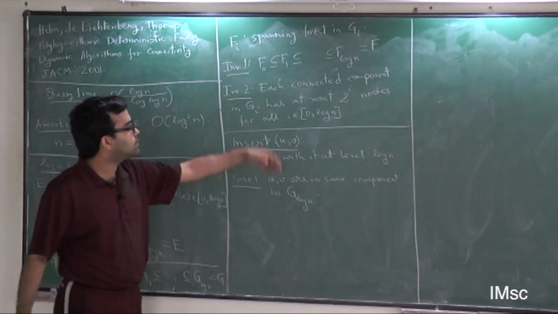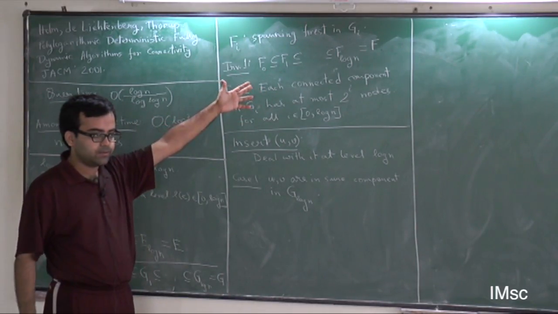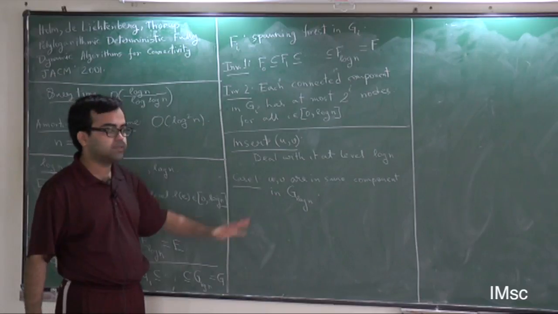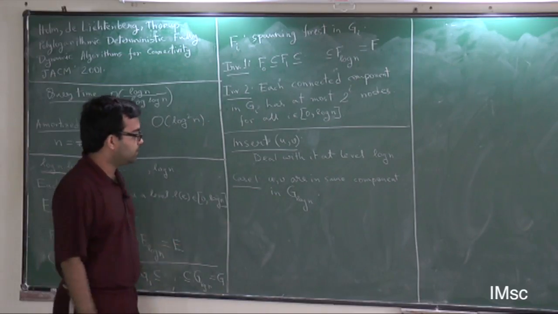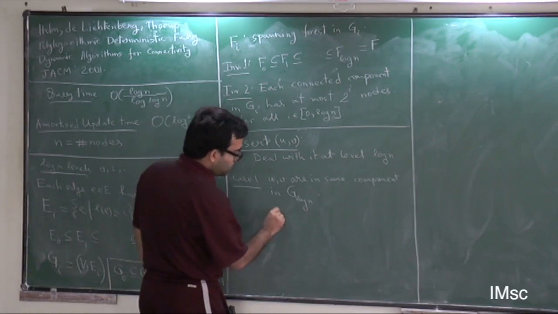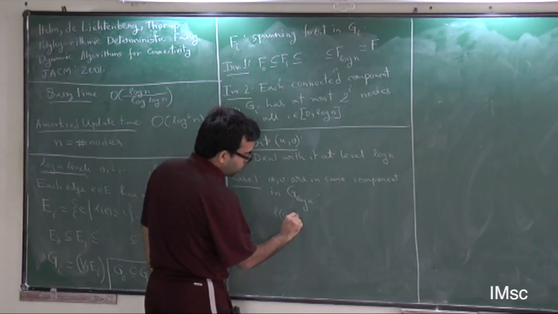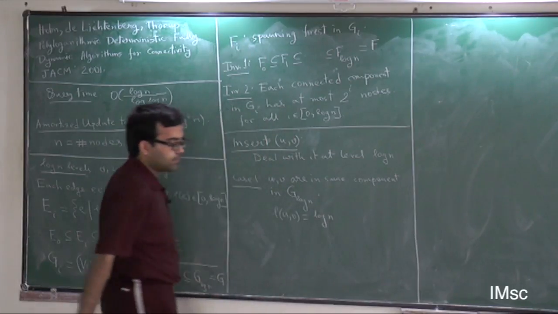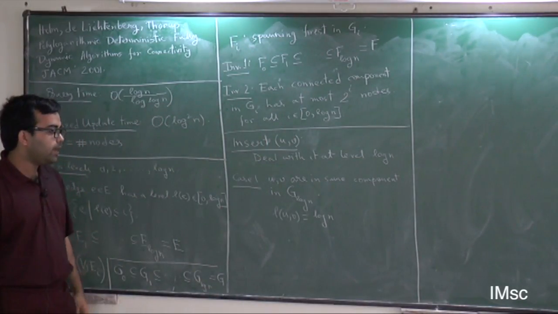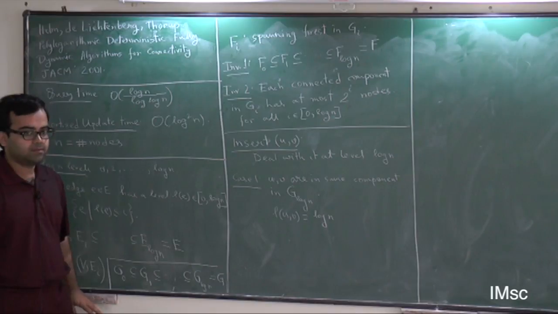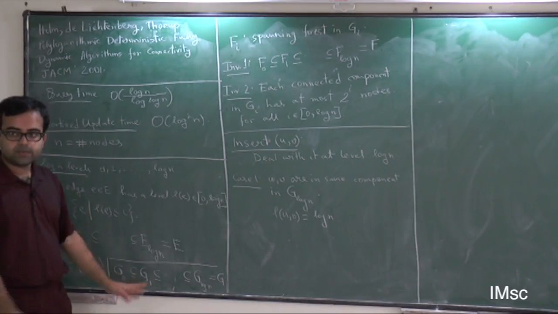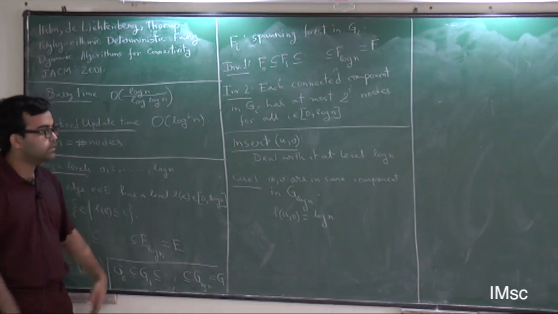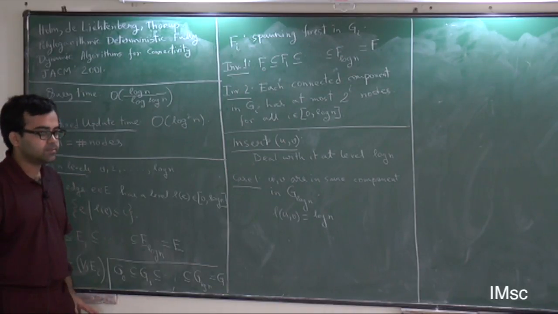How will you note that? You will just probe the spanning forest F log n and ask whether U and V belong to the same component. If that is the case, then you can just set the level of UV to log n, and you don't need to change anything. You don't need to change any of the forest, any other levels, or any other non-tree edges.